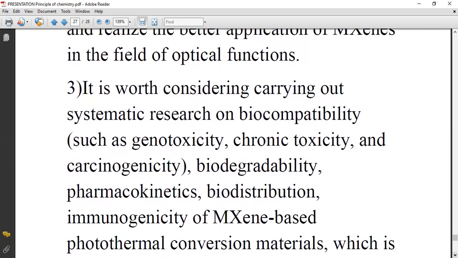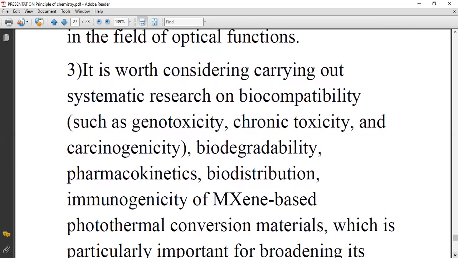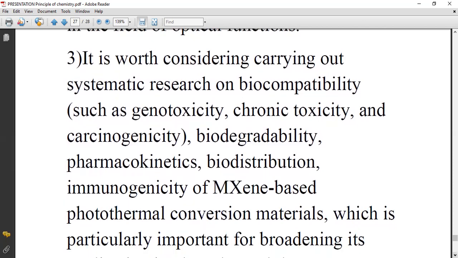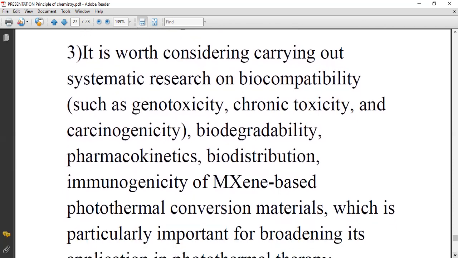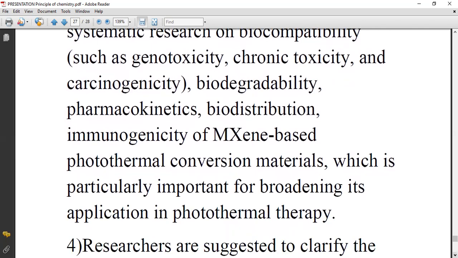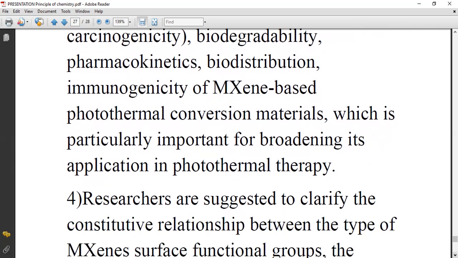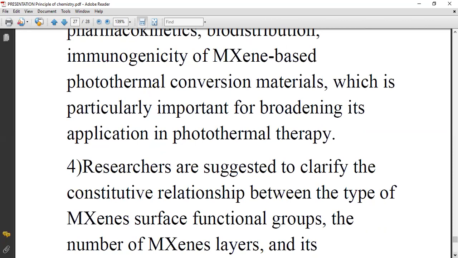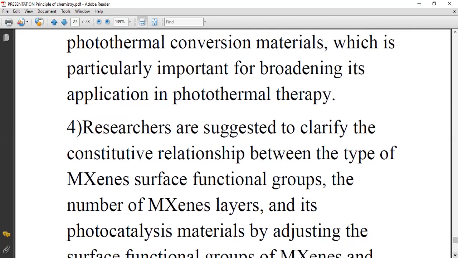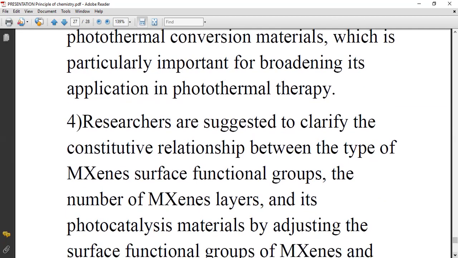Third point is it is worth considering carrying out systematic research on biocompatibility such as genotoxicity, chronic toxicity, and carcinogenicity, biodegradability, pharmacokinetics, biodistribution, immunogenicity of MXene-based photothermal conversion materials, which is particularly important for broadening its application in photothermal therapy.